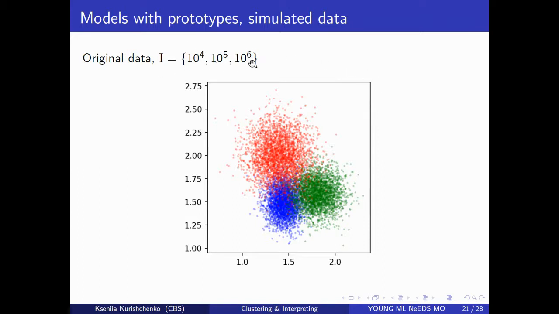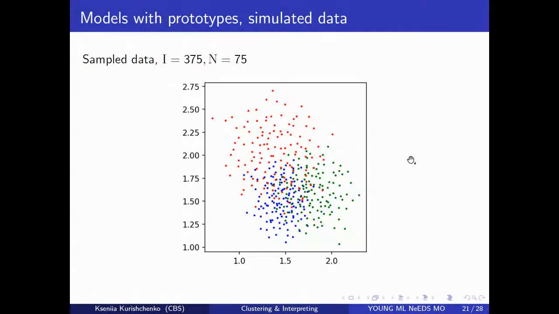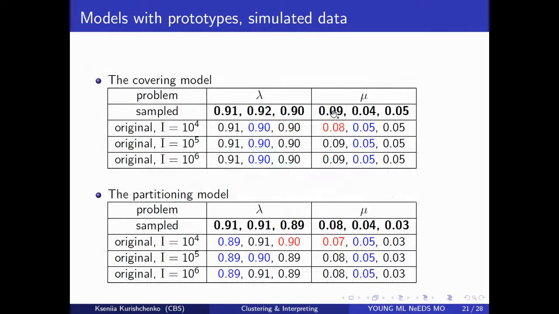As you can see, our original data is 3 clusters in two dimensions, and the size of that is up to 1 million. But of course, we can't solve it directly. We do sampling. So we select uniformly some individuals and some candidates to prototype, and then evaluate the obtained quality on the original data set. And here is that quality.